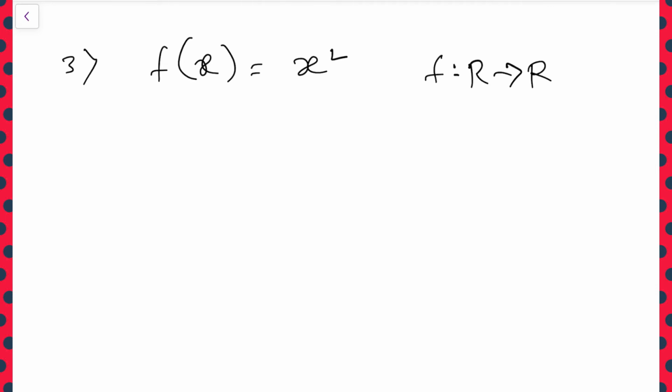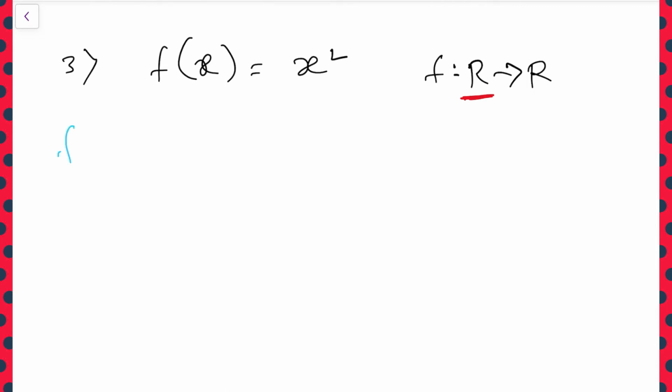Next, one more example we have. Function f(x) equals x square. Is it a 1-1 function if it is defined as f is a function from R to R? f is a function from R to R. Here R is the real numbers, so any real number we can substitute in the place of x.